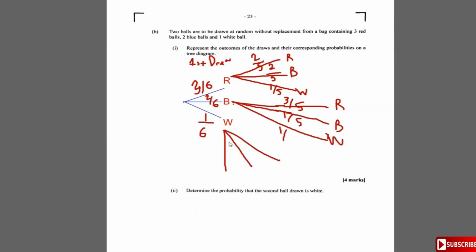Now, going down. If you draw a white first, the chance of you getting a red on the second is 3 out of 5. The chance of you getting a blue then would be 2 out of 5. Now, if you draw a white first, then there's no possibility of getting a white on the second draw. That's the tree diagram.